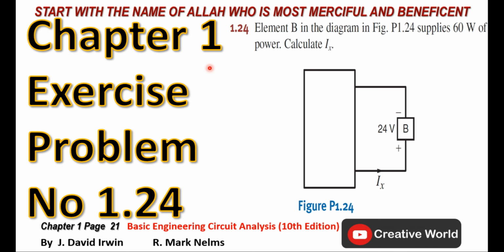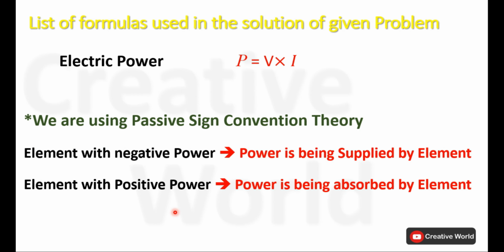Now I am solving exercise problem number 24. In this scenario, we will be using the power formula, voltage multiplied by current, and we also will be using passive sign convention theory. According to this theory, the element with negative power will be considered as a power supplier and the element with positive power will be considered as a power absorber.